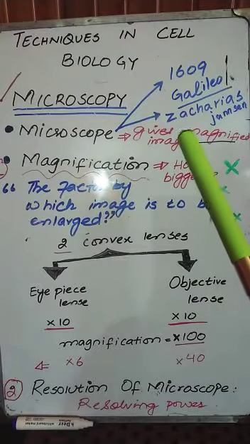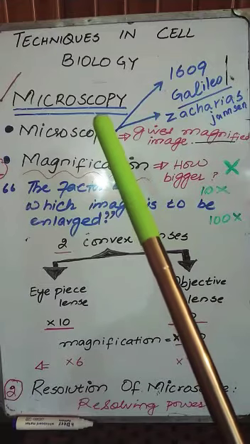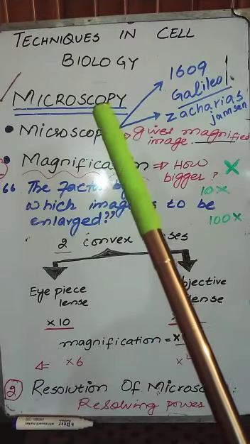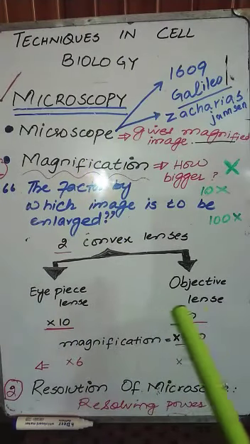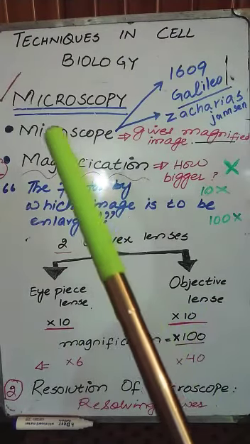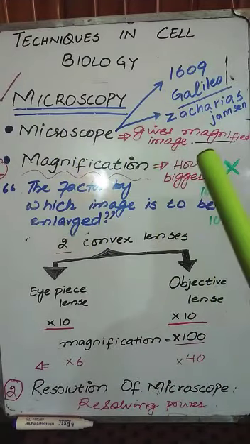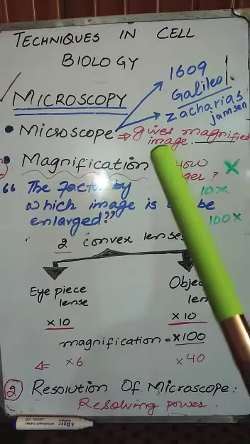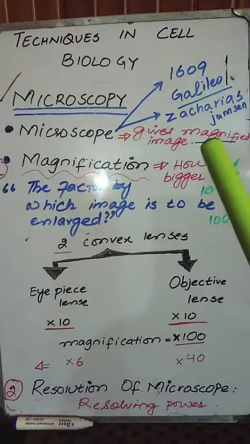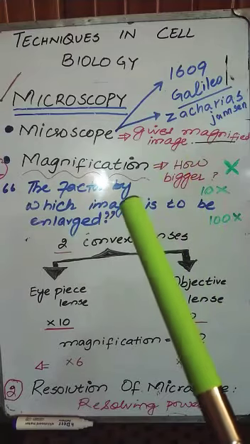He was Zacharias Janssen. Both Galileo and Zacharias Janssen contributed a lot in the field of microscopy because they were all the time busy with lenses. In microscopy, lenses are used in order to give a magnified image. A magnified image here means a bigger or larger image, which helps us to easily observe the cell.